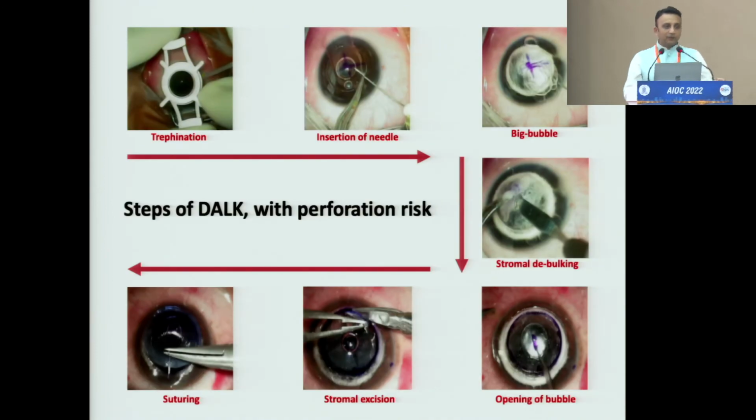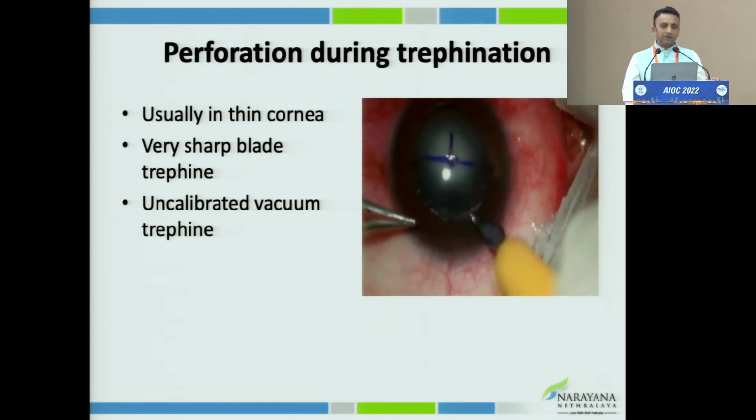Thank you. So when we talk about DALK in complicated condition, we are talking about complications which can occur during the DALK or complications which have occurred before the DALK. The commonest complication we talk about is perforation, and perforation can occur at many steps in DALK. We'll just go through a few of them, like perforation during trephination.